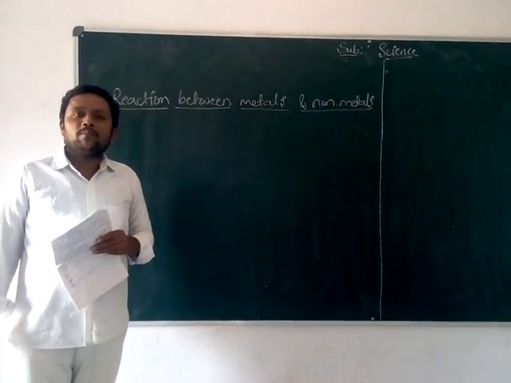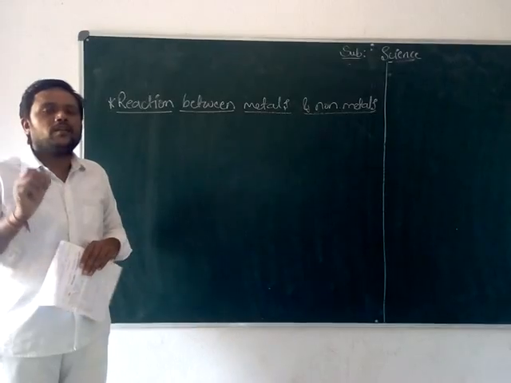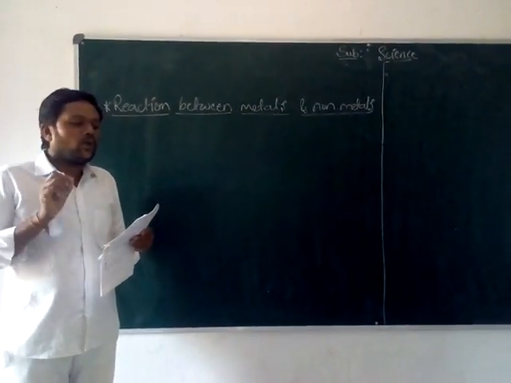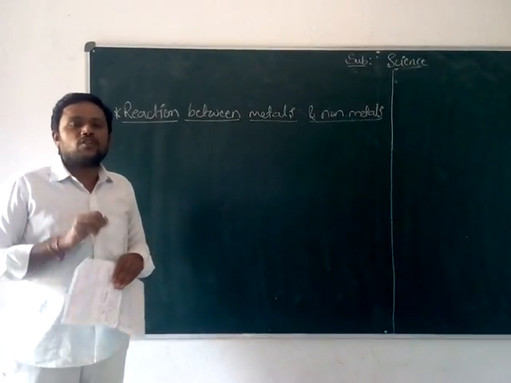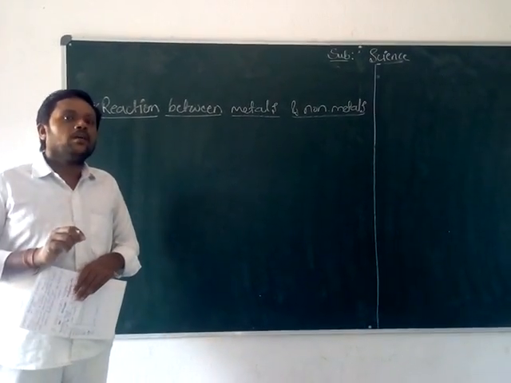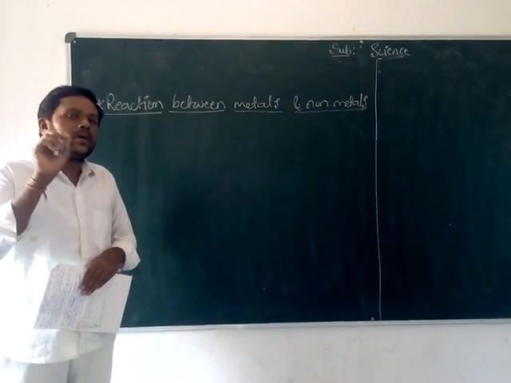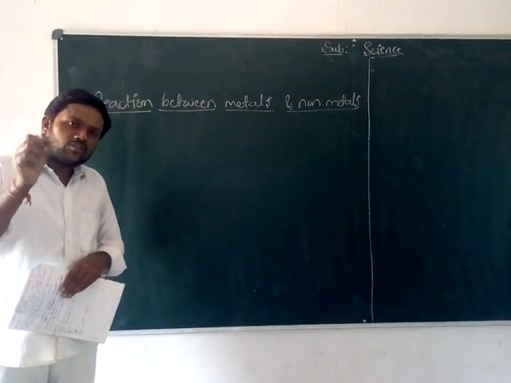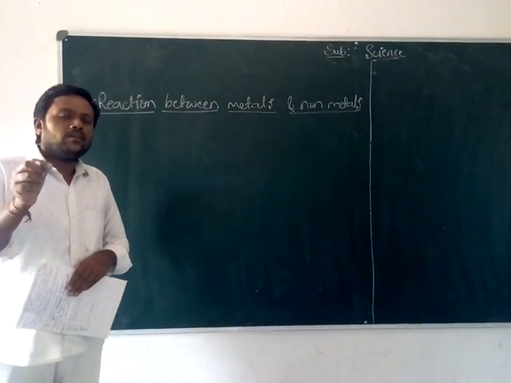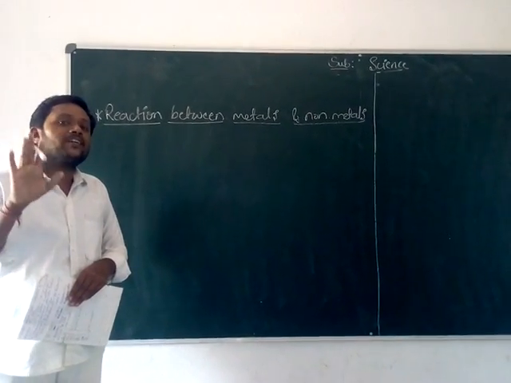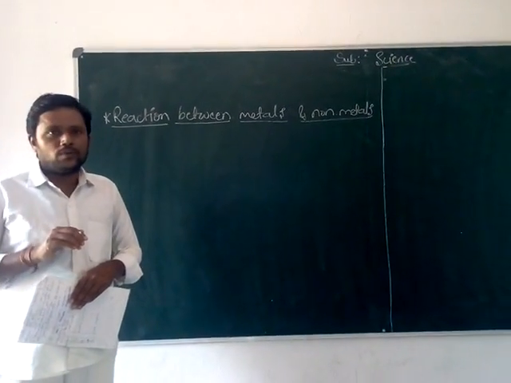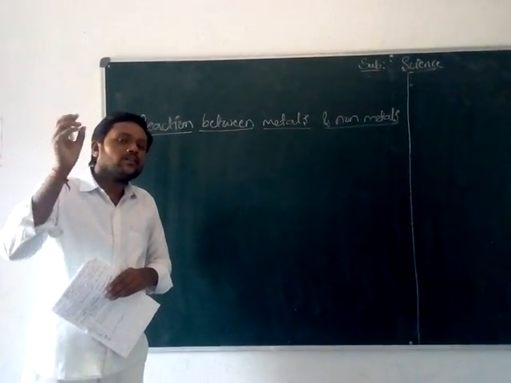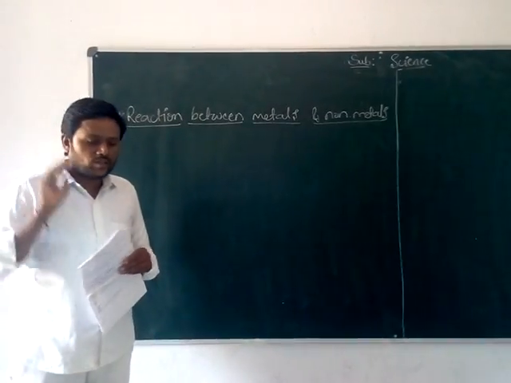What type of elements are there? They have the tendency. Tendency means character. What is the character? To attain a completely filled valence shell. Completely filled means, when we are writing the configuration, in the shell, if 8 electrons are present, that is called a completely filled shell. So all the elements have that character to have 8 electrons in their outermost shell.